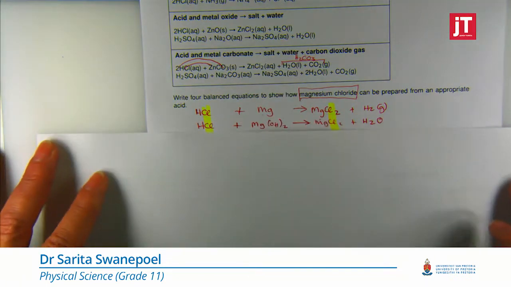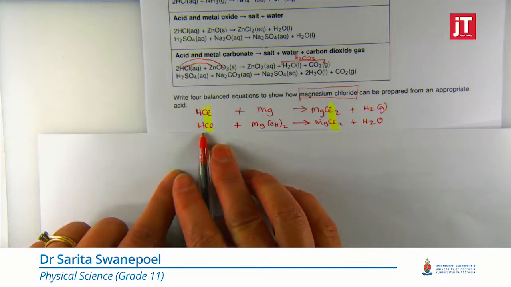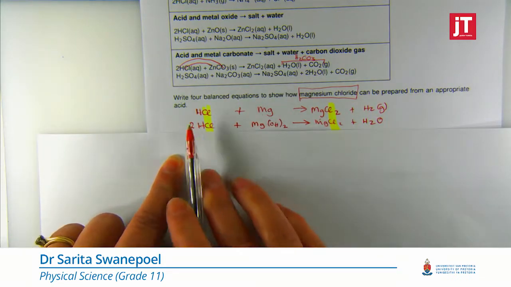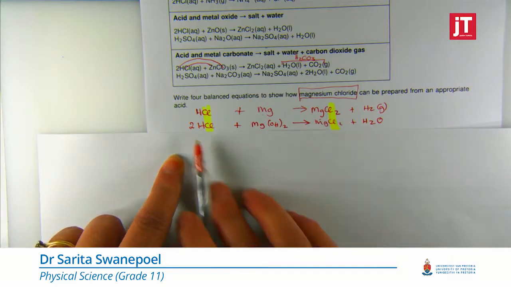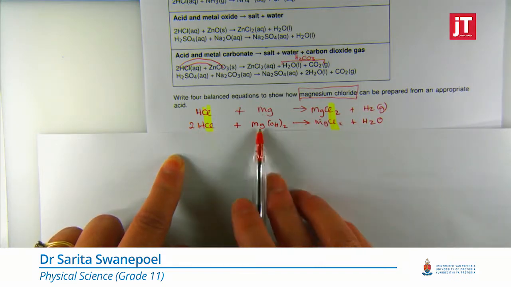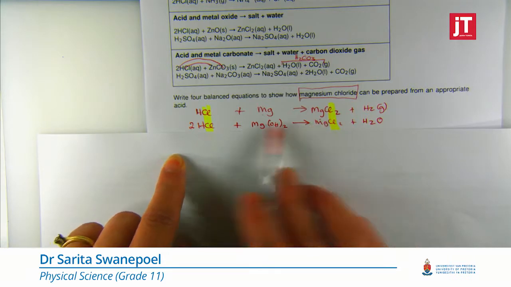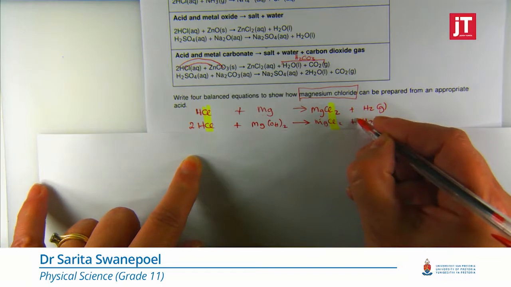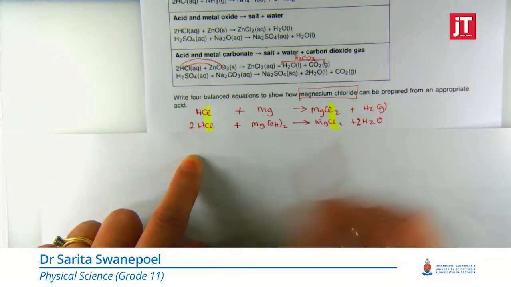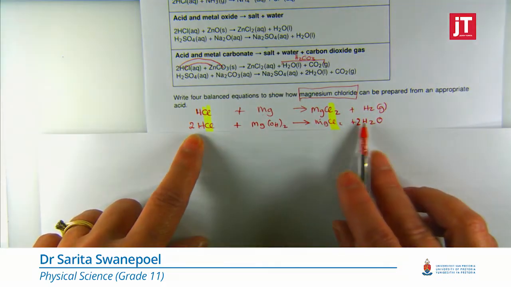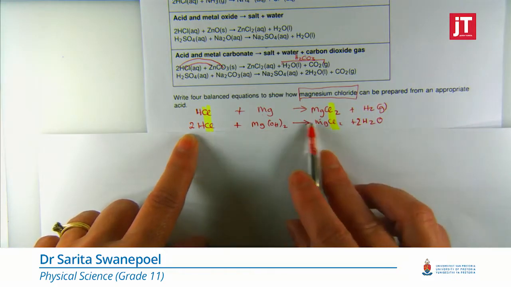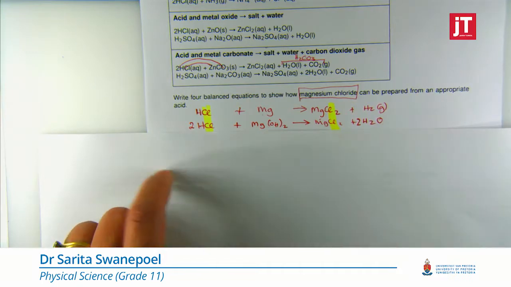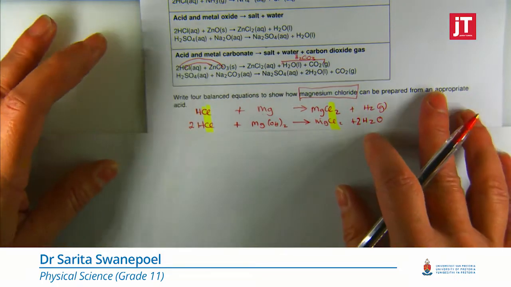Let's do this by inspection. 1 hydrogen, 2 hydrogen. So you need a 2 over here, right? 2 hydrogen, 2 hydrogen. 2 chloride, 2 chloride. 1 magnesium, 1 magnesium. Okay, but there's 2 hydrogen, there's another 2. Okay. So I need a 2 over here as well. Right. Hydrogen, 2, 4, 2, 4. 2 chloride, 2 chloride. 1 magnesium, 1 magnesium. 2 oxygen, 2 oxygen. Right. Everyone happy? Right, let's move on.